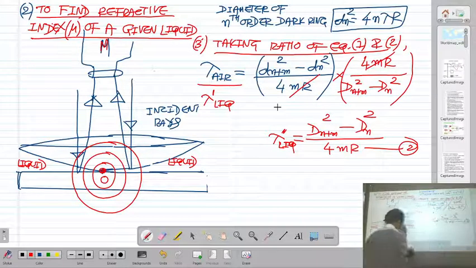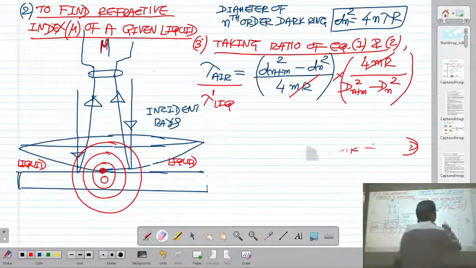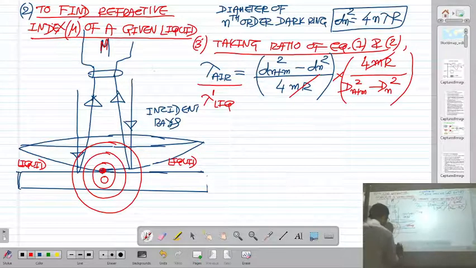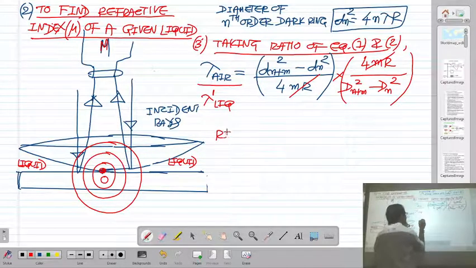This 4mr is going to be cancelled. Okay, now you know very well the definition of refractive index.